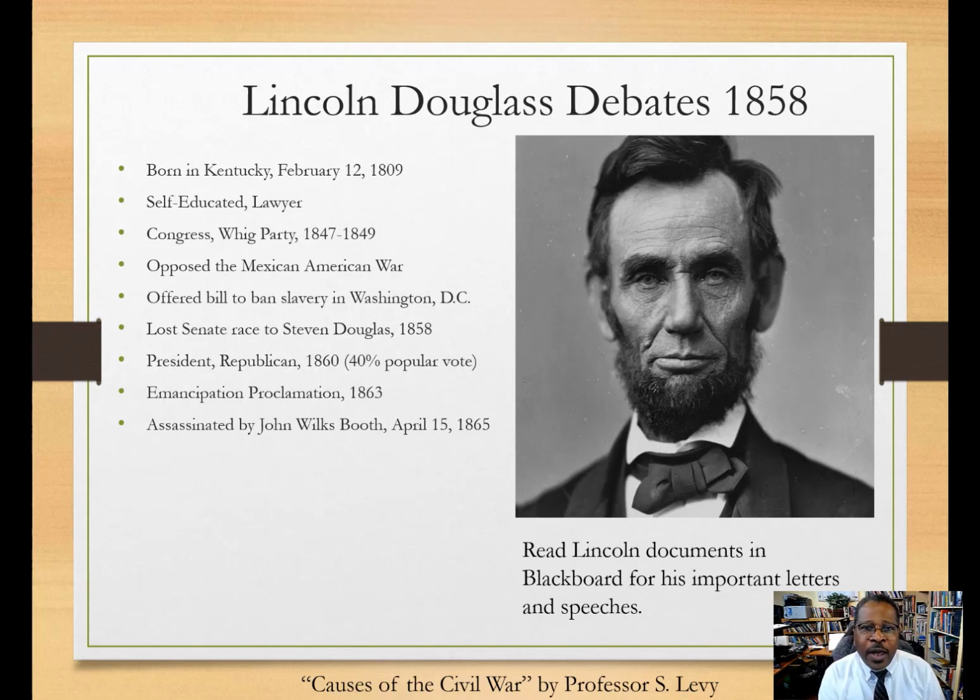Now it's January 20th at noon. The new president is sworn in. But he didn't take the oath of office until March. By that point, by the time he actually takes the office of president, 7 southern states have already left the Union under James Buchanan and started their own country called the Confederate States of America.